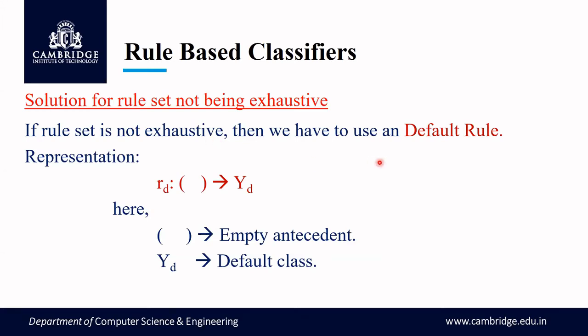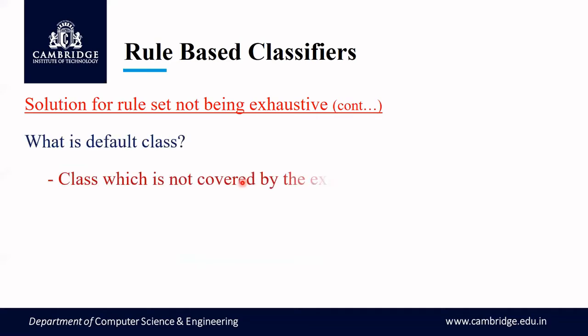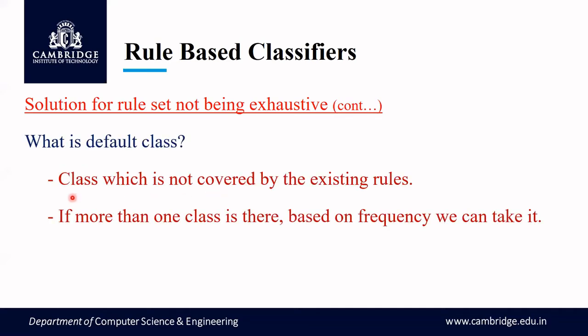So how does our default rule look? This is how your default rule looks. You will have an empty antecedent and you will have a default class. Now what is that default class? There are two ways in which you can consider a default class. The first one is you will check the rule set against the classes present in the training set. For whichever class a rule is not defined in the rule set, you will consider that class to be the default class.